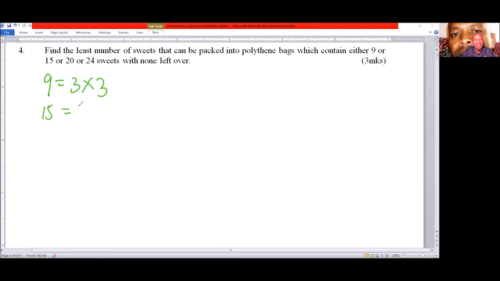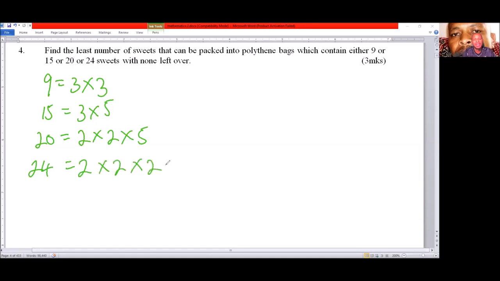15, we can write as 3 multiplied by 5. Then we have 20 is equal to 2 times 2 times 5. And 24 is equal to 2 times 2 times 2 times 3. So to get the LCM here, we pick 2 with the highest index of power, so it is 2 cubed. The LCM is equal to 2 cubed multiplied by 3 squared, the 3 with the highest index. And then we only have a single 5, so it is 5.